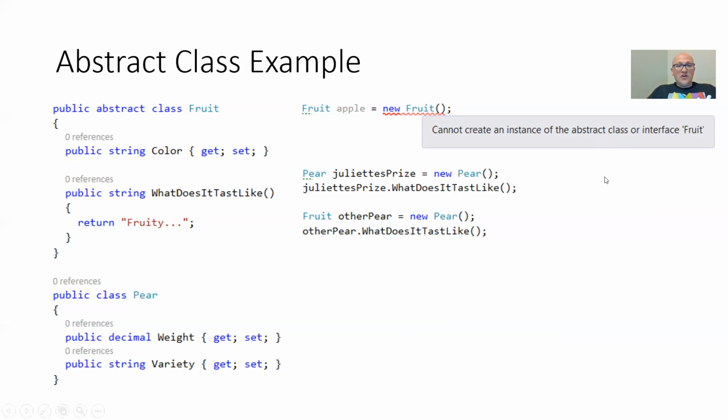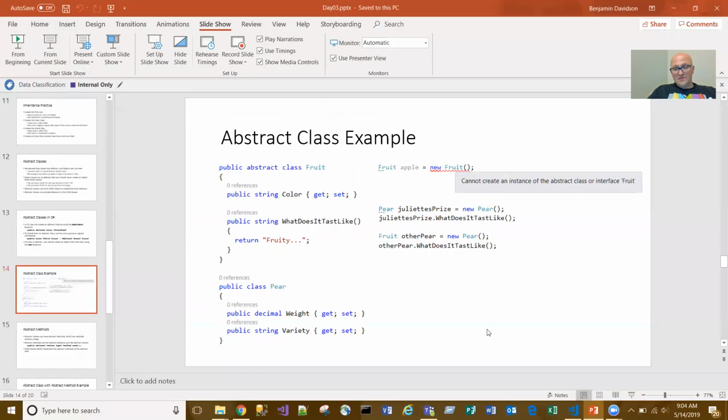Here you can see that I am trying to create a new fruit, and I can't do that. I get a compiler error that says cannot create instance of the abstract class or interface fruit. But I can create pears, and I can create a pear and store it as a fruit, but I can't ever say new fruit. Let's go do some practice.